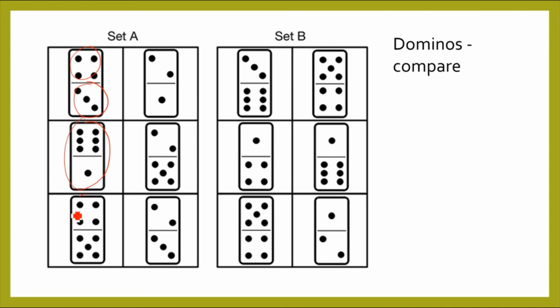6, 1, yes. 4, 5, yes. 2, 3, yes. I'm only going to observe 4 because that should be enough. I don't want to waste my time. So that's my rule. So top half of domino is even, bottom half is odd.